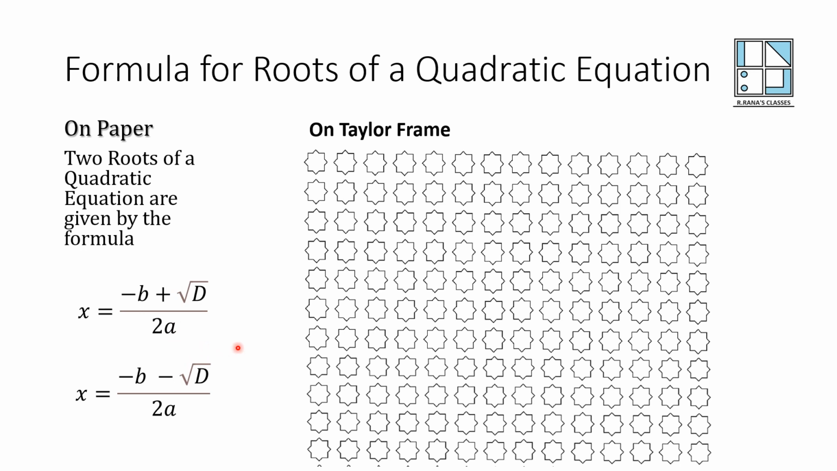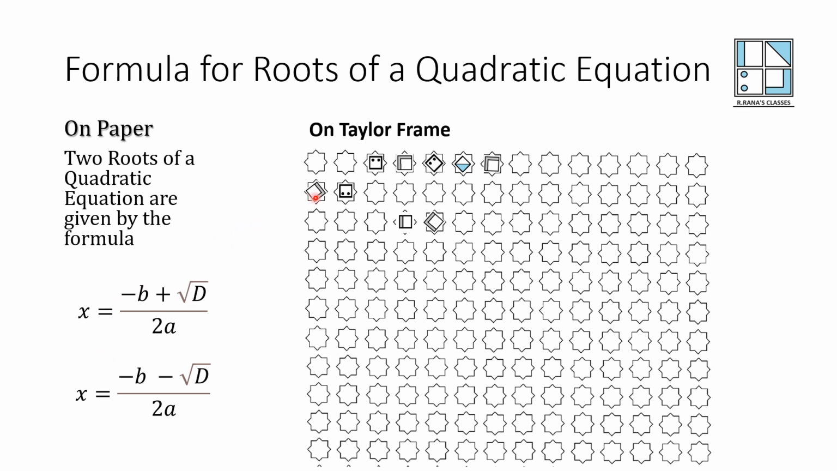Very simple. Because we are taking the square root of d, when we take a square root, we give a plus minus sign to it. We assign plus and negative sign to it. Therefore, we get one root by adding the square root of d, and the second by subtracting the square root of d. Now let us see how we go ahead on Taylor frame.